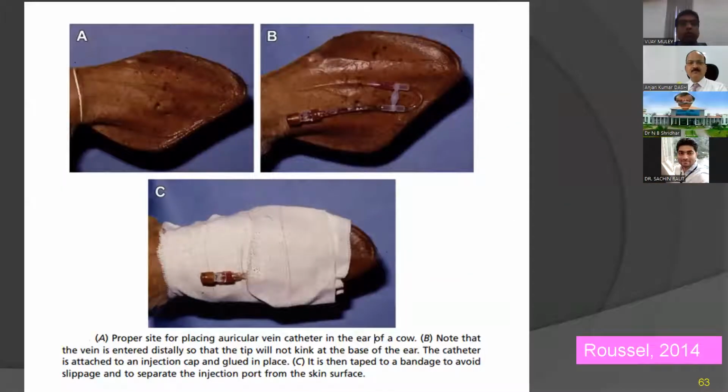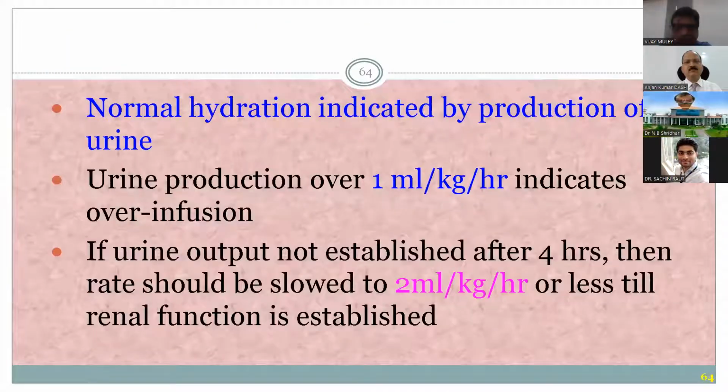So usually if you put a cannula in the ear, that may be better, but of course controlling the cattle is also a difficult task. And we can insert an 18 gauge needle, and there are very special needles available, and put a bandage to avoid slippage and separate the injection port from the skin surface, and we can slowly administer the required quantity of fluid. And normal hydration is indicated by the production of urine.